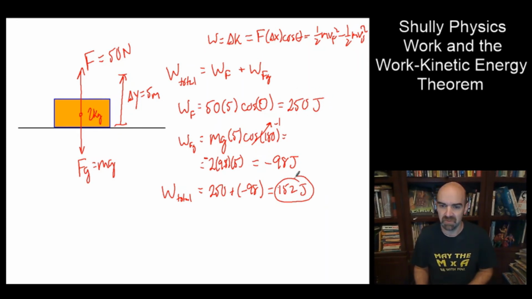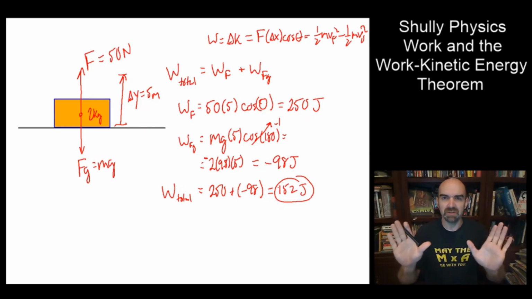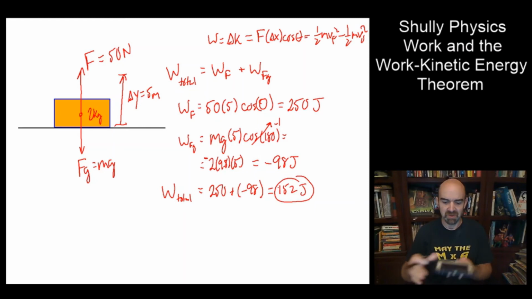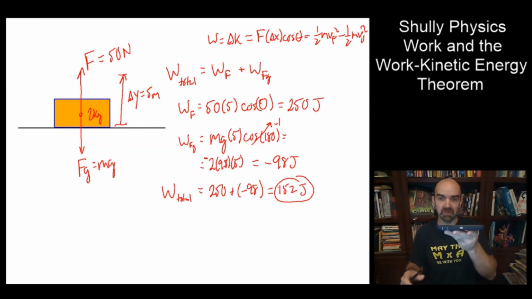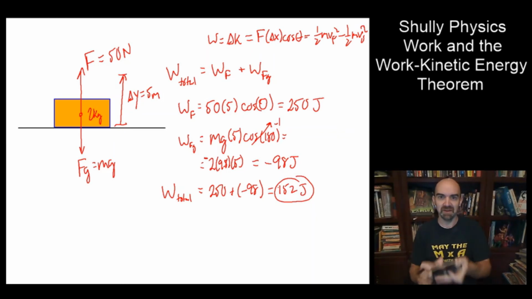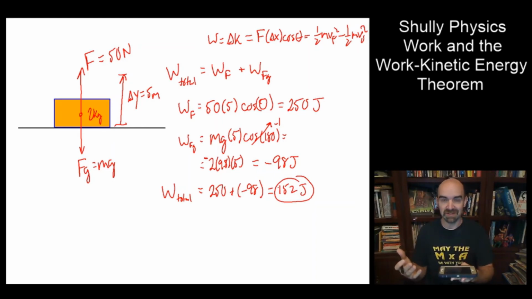Now it's only 152. So what happens if we do work to lift this 2 kilogram block up 5 meters and it just stops at the top? So that happens all the time. You take objects and you lift them up. I mean, when you do a workout, you're not taking barbells and throwing them up into the air. You're just lifting them up just a little bit and you let them back down. Lift up and let it back down. So the final velocity at the top is 0, just like the initial velocity at the bottom.